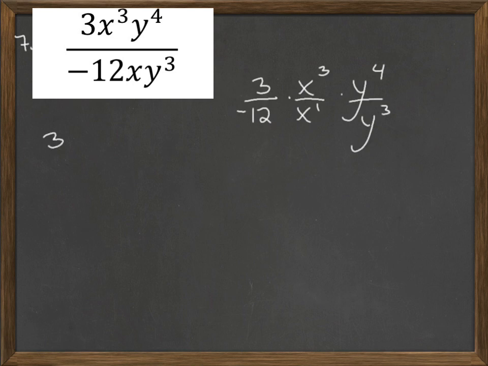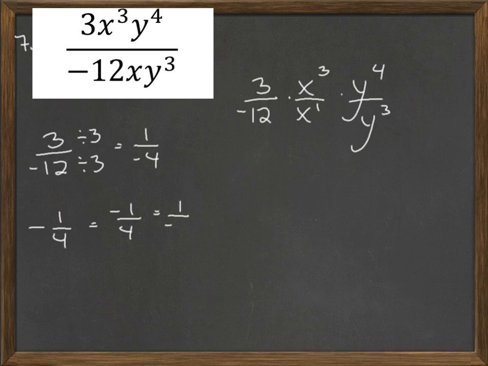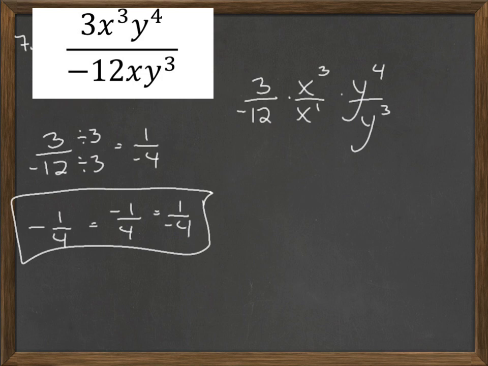Okay, so again, remember, 3 over negative 12 is just a fraction that can and must be reduced. 3 goes into both the numerator and the denominator, and we get 1 over negative 4. Again, you can express that as negative 1 over 4. You can park your negative sign outside, you can park it in the numerator, or you can park it in the denominator. It does not matter. These are all equivalent expressions. So please don't spend a lot of time worrying over that.